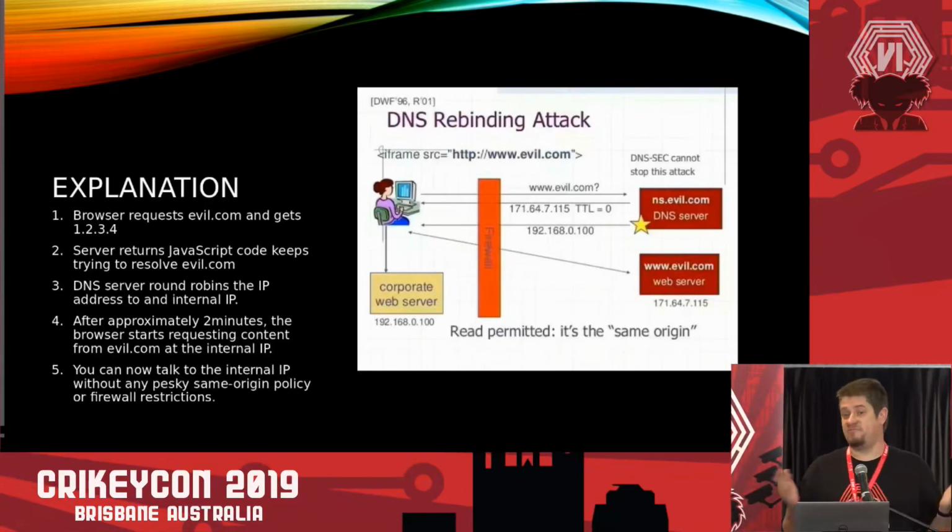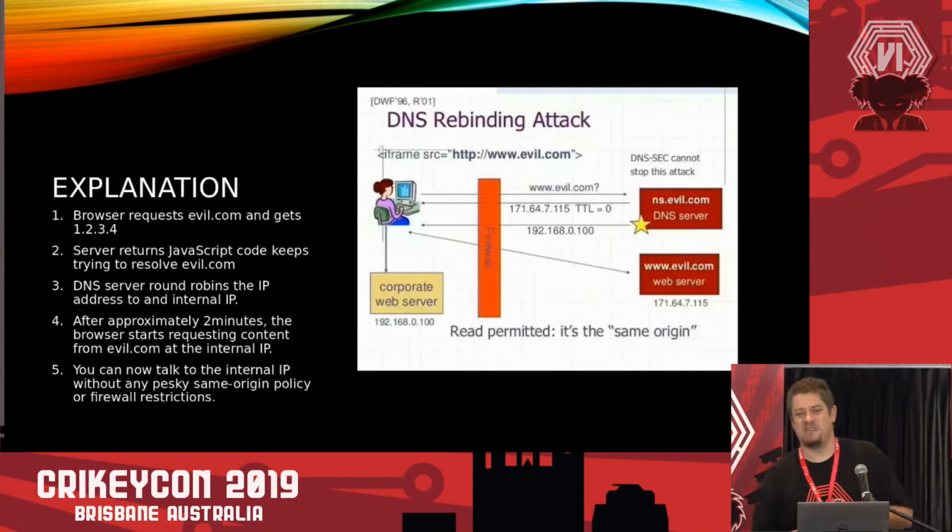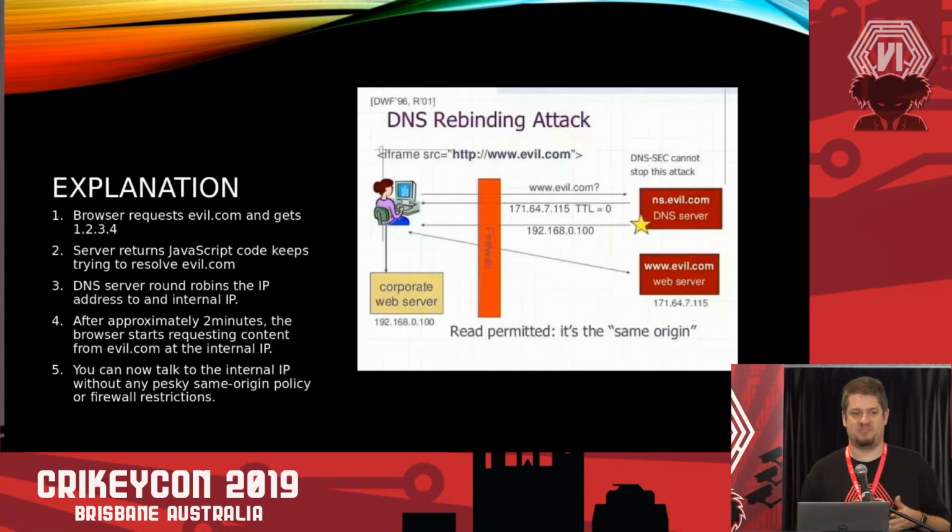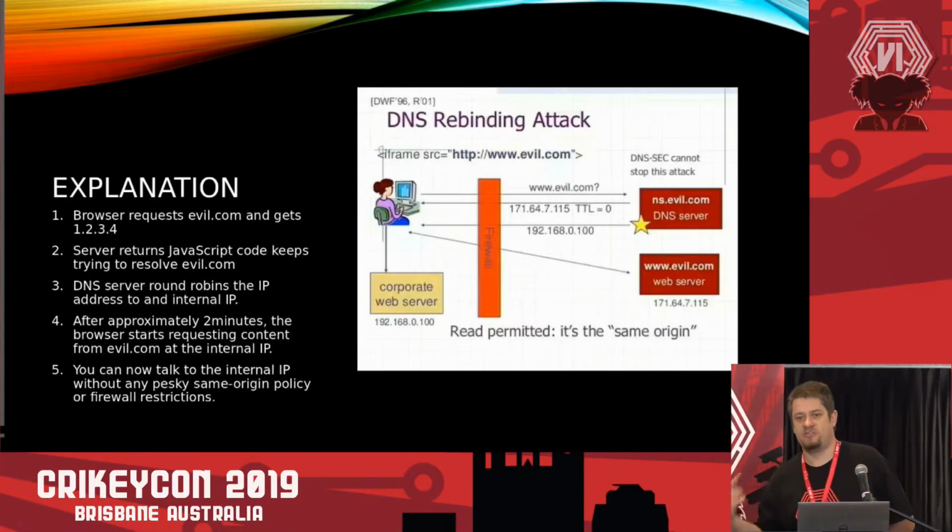Well, it's fairly simple actually. It shouldn't work, but when you hit a malicious domain that's been set up for DNS rebinding, the browser will request the domain, so evil.com in this case, and they'll get back an internet-facing IP address. So in this example, it's 1.2.3.4, and the server returns some JavaScript and HTML code, and it keeps trying to resolve that domain over and over and over again. So in my example, I do it every 3 or 4 seconds.